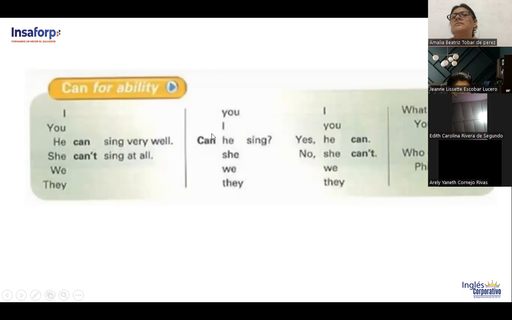And when we make questions, we use the auxiliary can at the beginning. We put the can first, then the subject, and then the verb, in the question form. Can you sing? Yes, I can. Can I sing? Yes, you can. Can he sing? Yes, he can. Can she sing? No, she can't. She sings horrible. Can we sing? No, we can't. Can they sing? No, they can't. And for information questions, we have the question word, then can, subject and verb. What can I do? You can sing. Who can sing? Philip can.